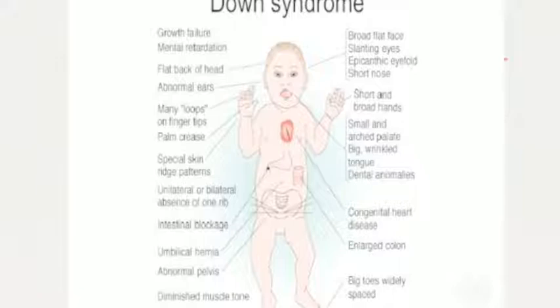1/3 also have Down syndrome when they have the duodenal atresia, and they will require surgery for that. An umbilical hernia, an abnormal pelvis, diminished muscle tone, that's very common. They're going to have a really relaxed tone. Facial features are a broad, flat face, slanting eyes, epicanthal eye fold, and a short nose, which is also going to have a wide bridge. Short and broad hands, a small and arched palate, a big wrinkled tongue, which sometimes can be protruding, dental anomalies, congenital heart disease, that's a big one. We're going to talk about all the different heart conditions that they can be born with, an enlarged colon, and big toes.